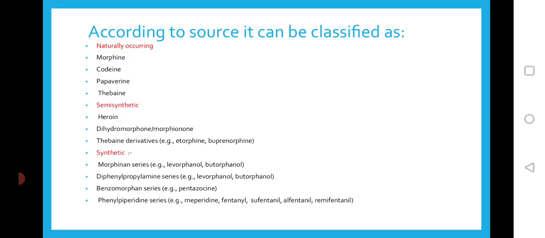According to the source, it can be classified as naturally occurring: morphine, codeine, papaverine, thebaine. Semi-synthetic: heroin, dihydromorphone, thebaine derivatives, etorphine, buprenorphine. Synthetic: morphinan series, levorphanol, butorphanol, diphenylpropylamine series, benzomorphan series, pentazocine, phenylpiperidine series, meperidine, fentanyl, sufentanil, alfentanil, remifentanil.